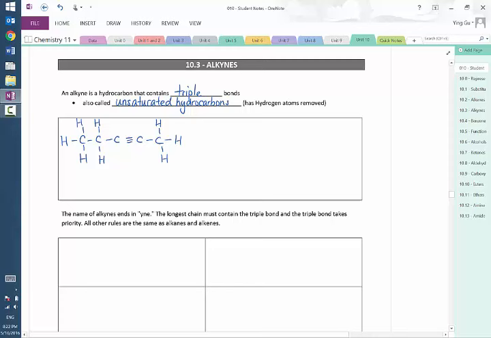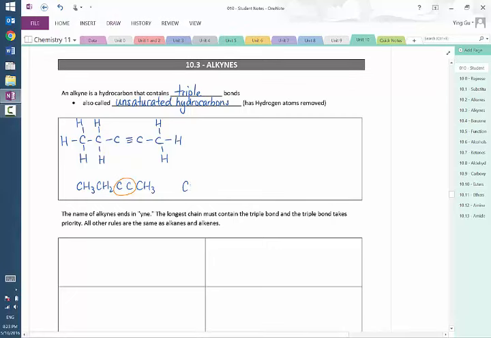Okay. For alkynes, if we were to do this in a condensed structure, it would be CH3, so that's the first grouping there, CH3, followed by a CH2, that'll be this group here, followed by a C, and then a CH3. So you can identify a triple bond within a condensed structure if you just see 2 carbons next to each other side by side. That would be indicative of a triple bond.